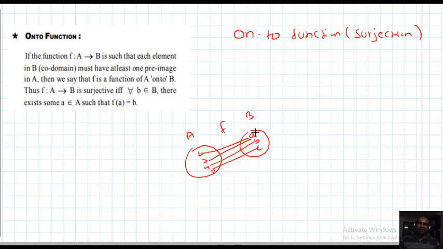Here, what is the range? The set {a, b, c}. What is the codomain? That is also {a, b, c}. For example, if one more element d is there, the range is a, b, c only, but the codomain is a, b, c, d. In this case, f is not onto.